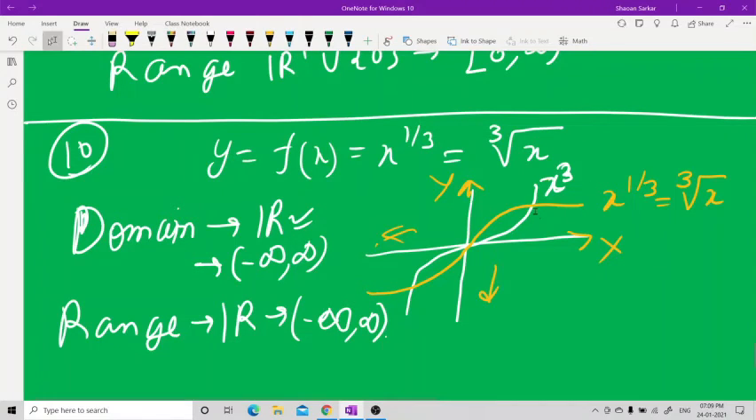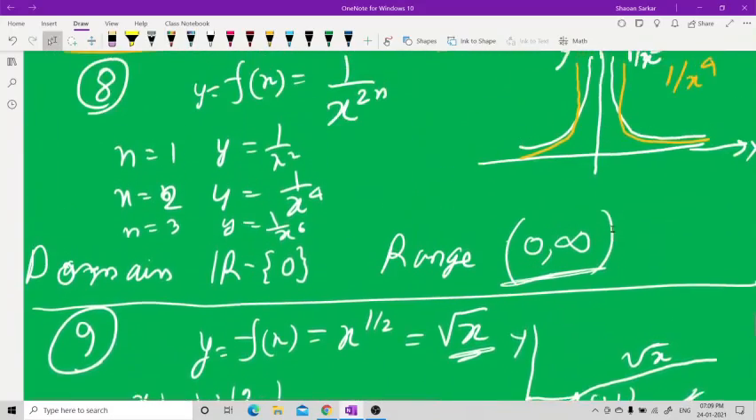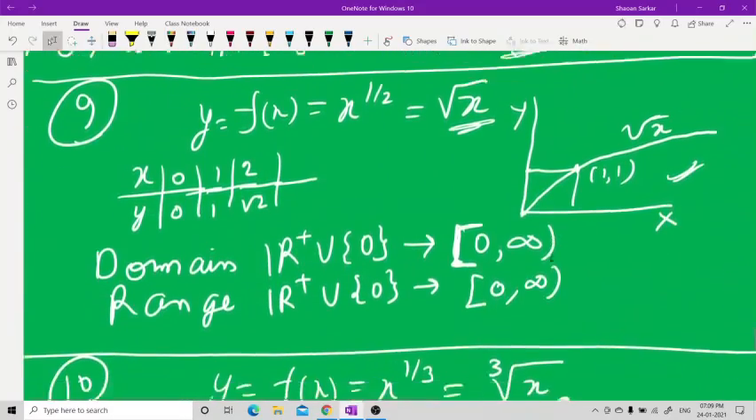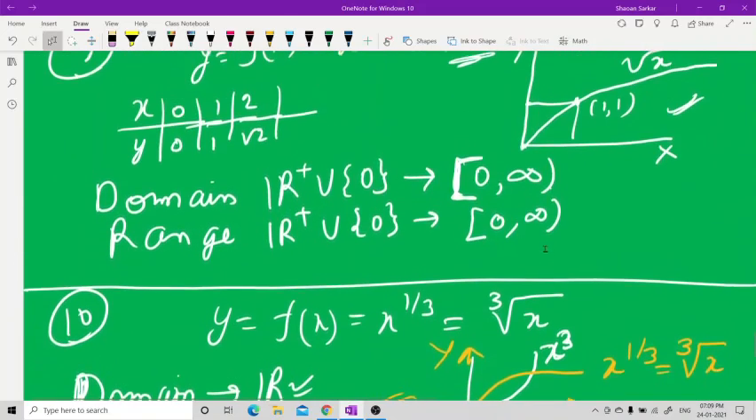Now we see you have understood this cube root, you have understood this square root. Now I will tell you if the powers are increased, how will it behave?